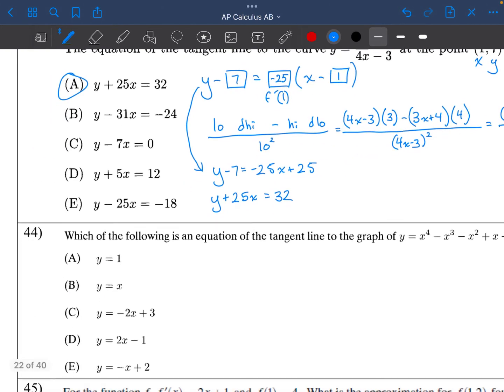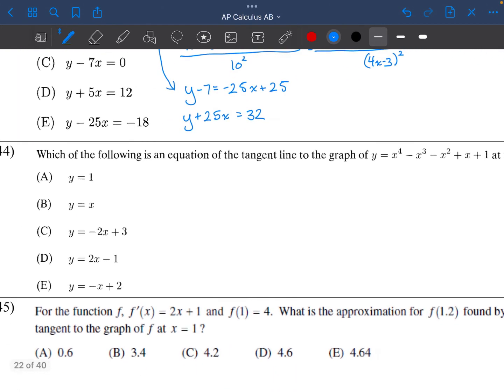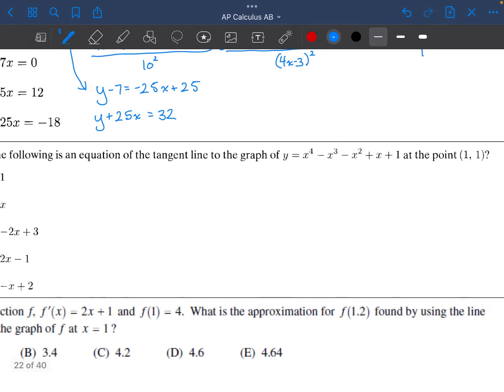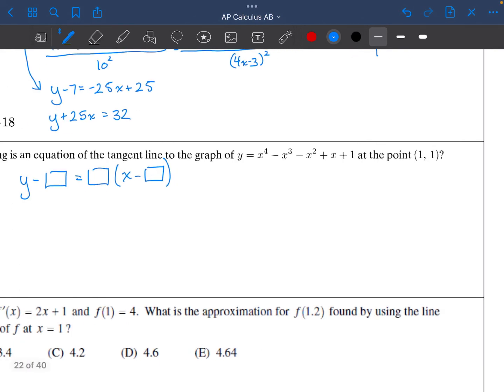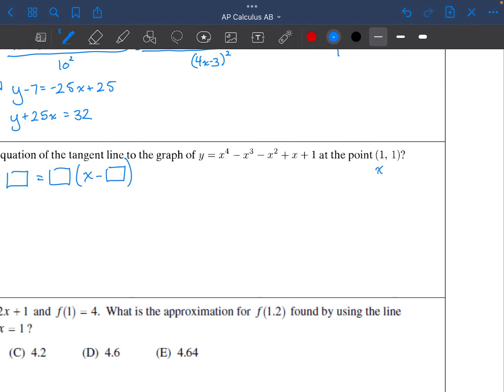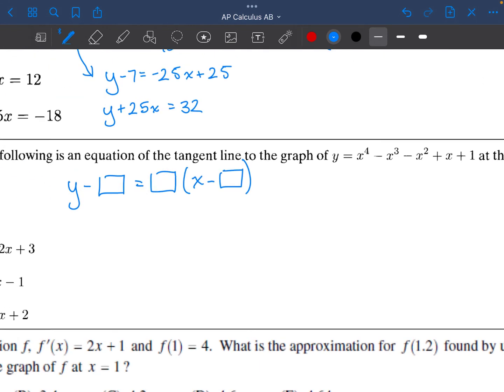Moving on to number 44. Which of the following is an equation for the tangent line to the graph of that? Again, same exact formula. Whenever you see equation of tangent line, you're thinking of y minus box is equal to box times x minus box. They gave us the x and y value again. X and y are both 1, so I can fill in those values immediately.